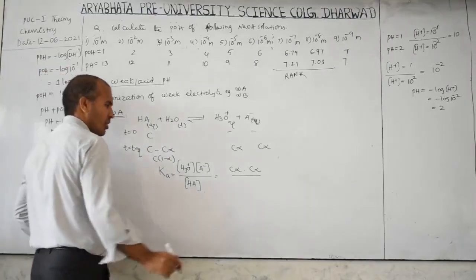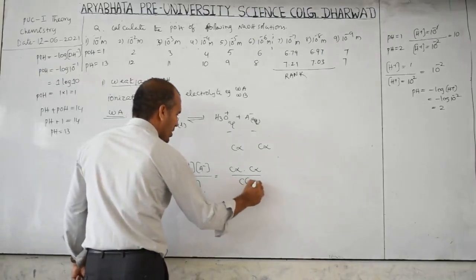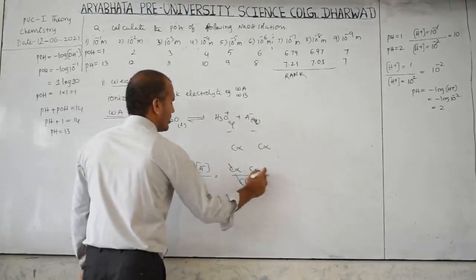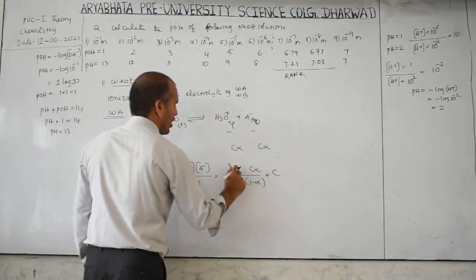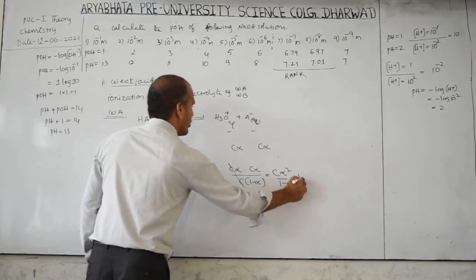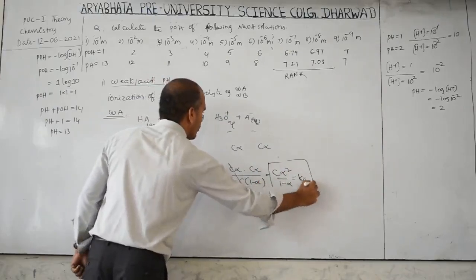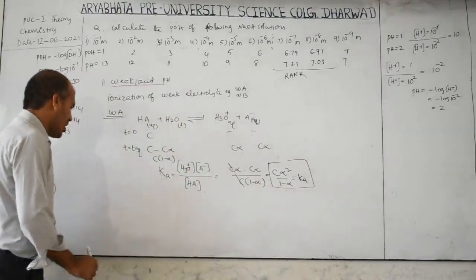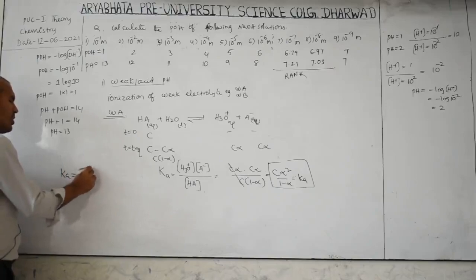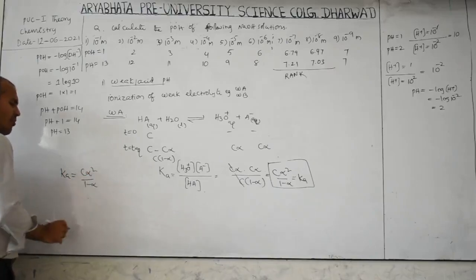C taken as a common. Therefore C into 1 minus alpha. This is very clear. C cancel. Then C alpha square by 1 minus alpha, that is equal to Ka. This is a formula. Now Ka is equal to C alpha square by 1 minus alpha.